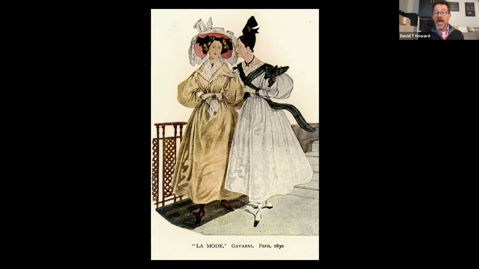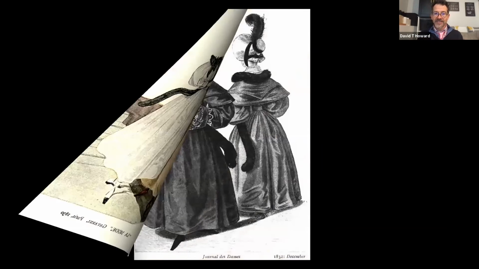The figure on the left is actually wearing a boot in which the entire foot is enclosed, but then it has a little bit of an extension up, in this case, both made of satin. So you can see how our shoes are going to have a lot of emphasis.